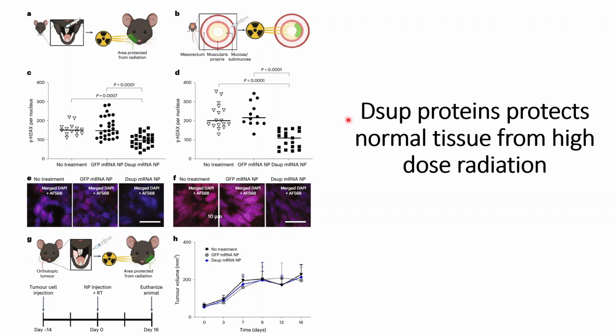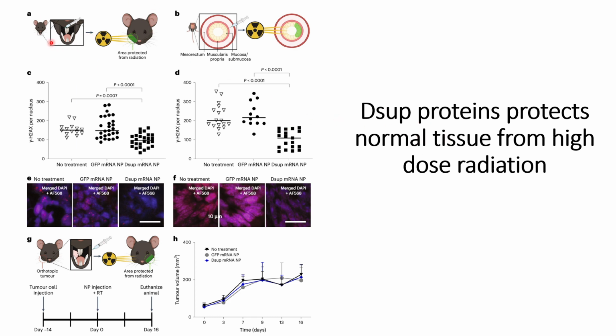In this video we will discuss the effect of radiations on the Dsup transfected mRNAs in the normal tissues. So in the previous video we have understood the expressions of these Dsups in vivo through their enhanced lipid nanoparticle systems. So in this case they will discuss the effect of radiations on those normal tissues that are transfected with these Dsup proteins or Dsup mRNAs.